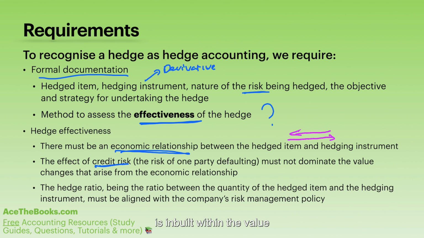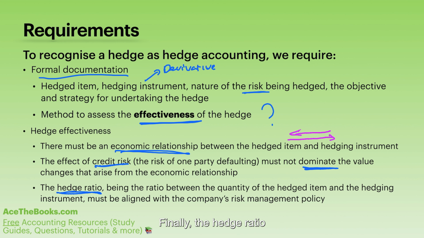Credit risk is inbuilt within the value of a derivative instrument. It effectively creates a discount to acknowledge that there is a risk that one party to the derivative instrument may default, with the other party losing out. This discount, representing the credit risk, must not dominate the value of the derivative instrument that is entered into. It is unlikely that this is ever encountered, depending on the nature of the derivative. However, this is something to consider.